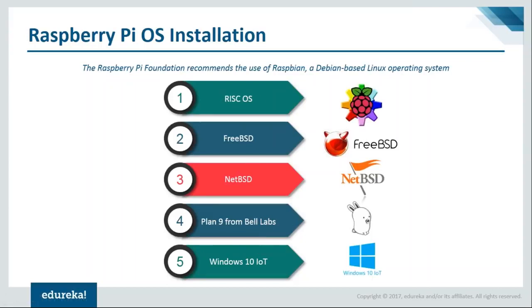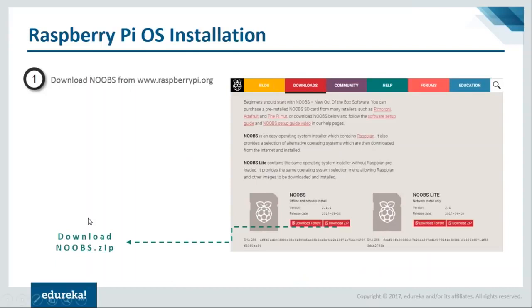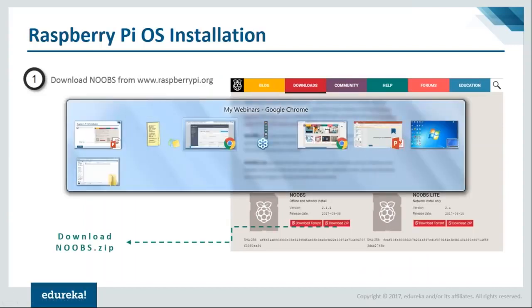So you have RISC OS, you have FreeBSD, you have NetBSD. Plan 9 is again from Bell Labs, and Windows has its own Windows 10 IoT version. For this session we're not going to go into Windows 10; we'll stick to the core Raspberry Pi operating system. For downloading the operating system, you can go to the original site, raspberrypi.org, and there in the downloads tab you can download the operating system. Let me just show it to you.